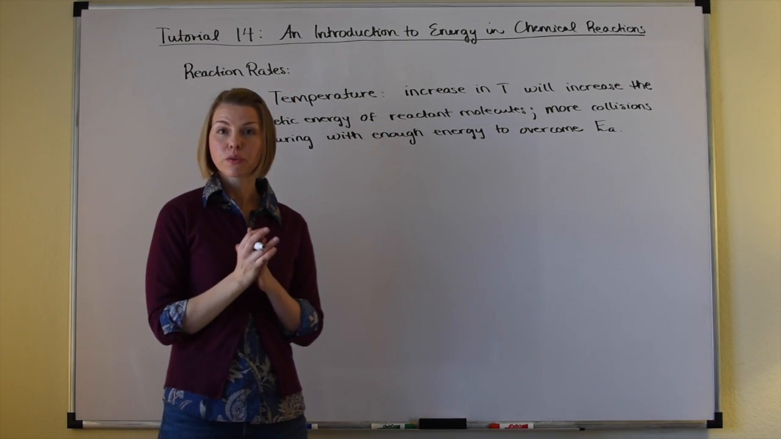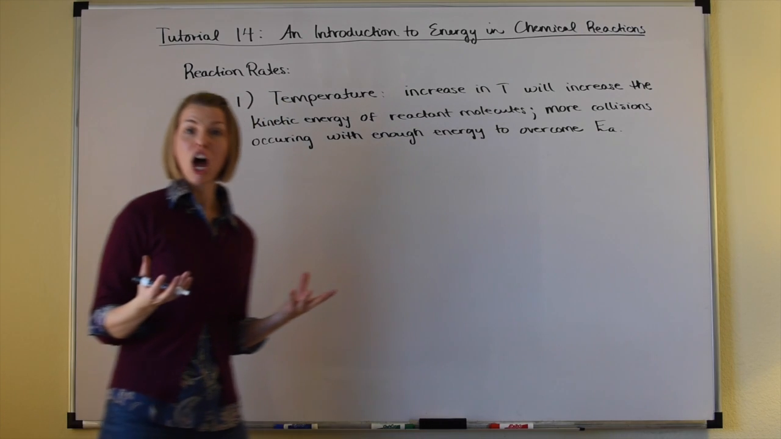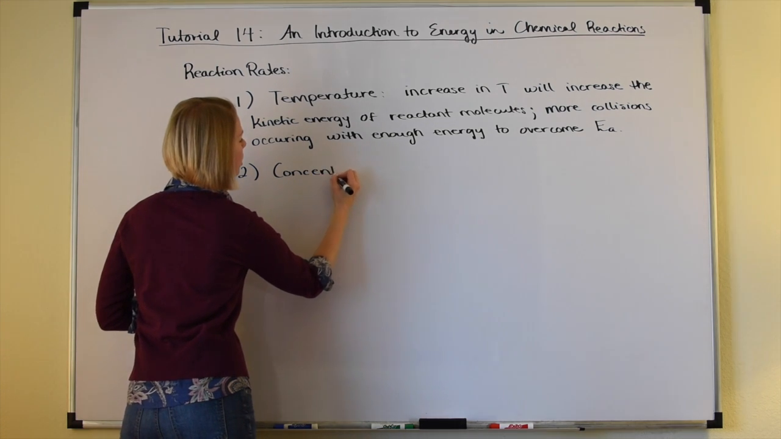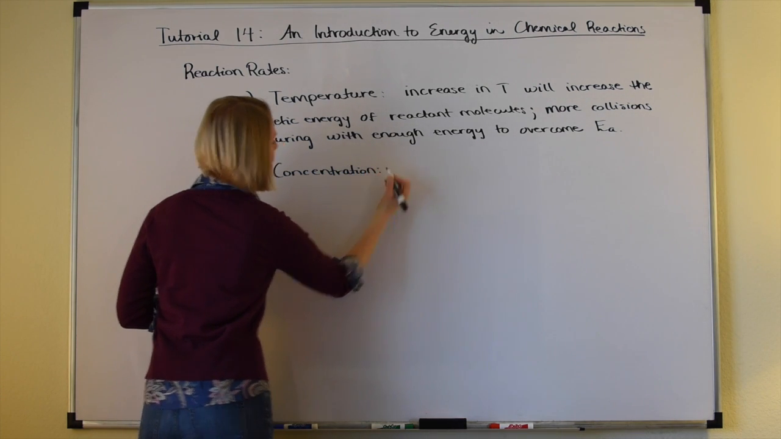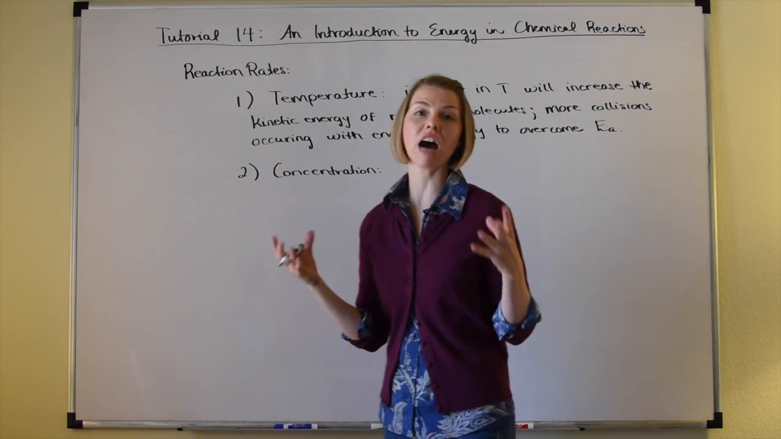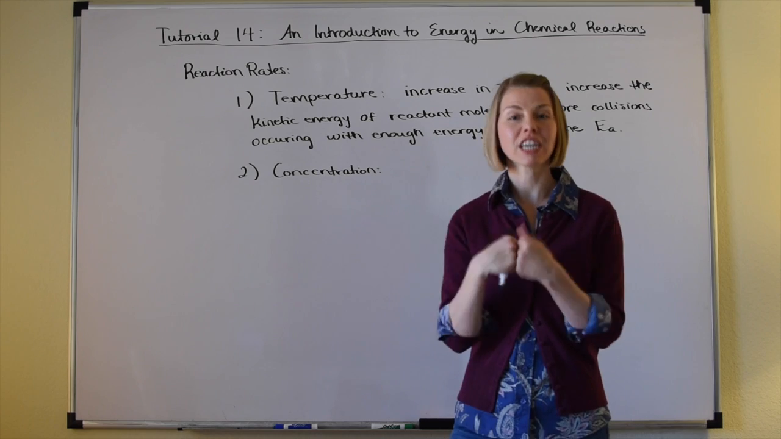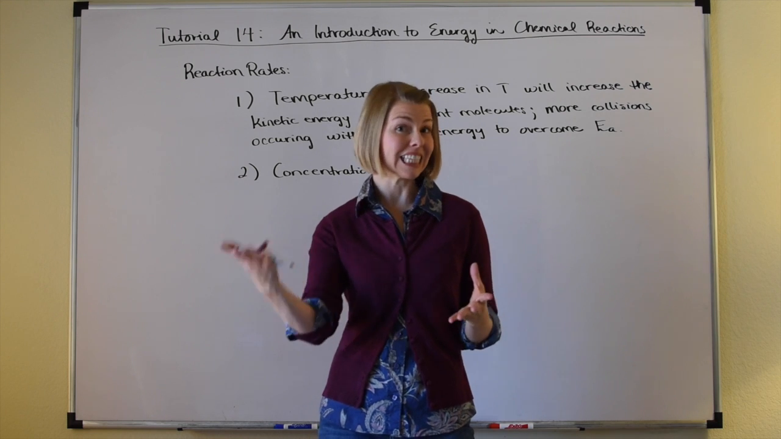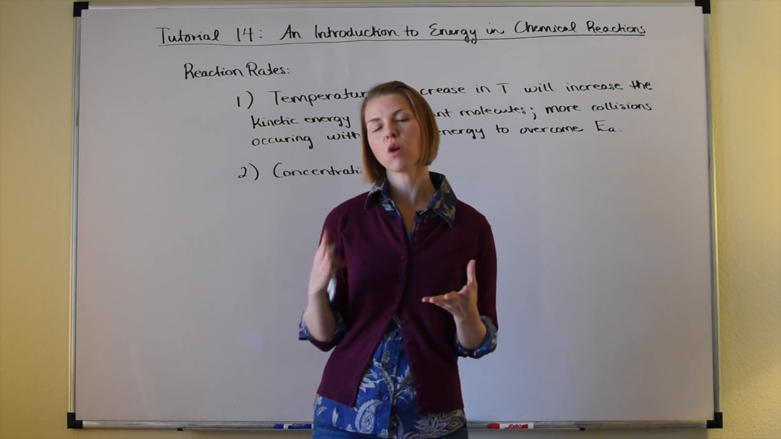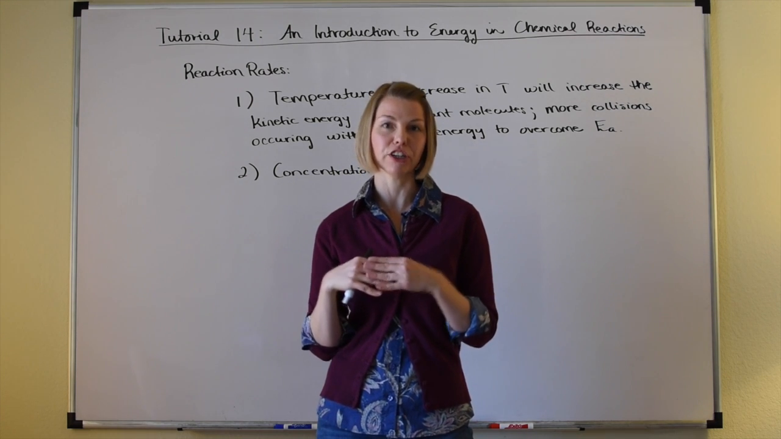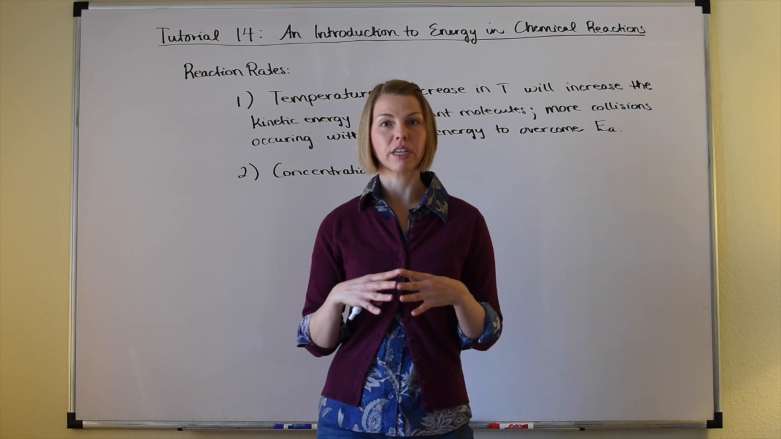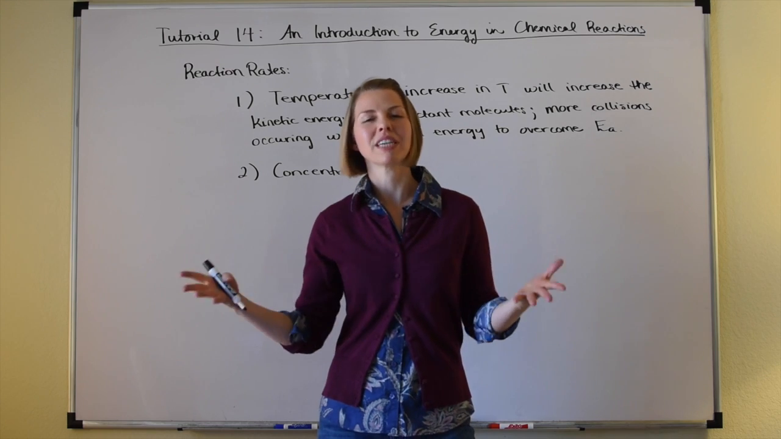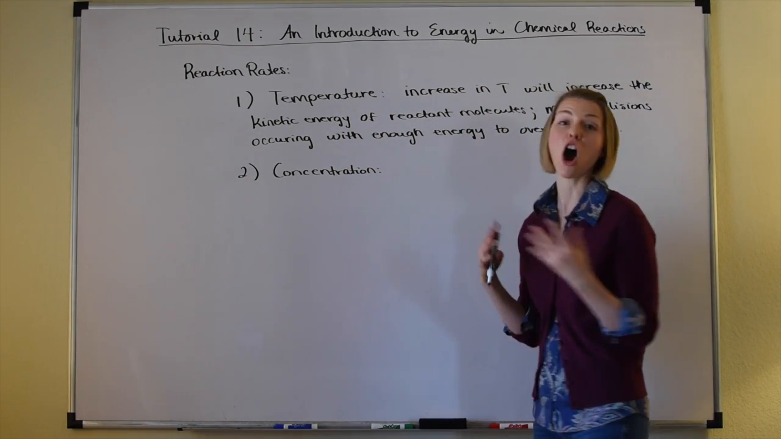The second thing that we can do is increase the concentration of the reactants. So number 2 here, concentration. An increase in the concentration of the reactants will lead to more collisions. And let's say that only 1% of collisions lead to a reaction. Only 1% of the collisions will have enough energy to get over that activation energy barrier and lead to a reaction. Well, if we have double the number of collisions happening, 1% of that higher number is going to be a higher number. So it is going to increase our reaction rate.